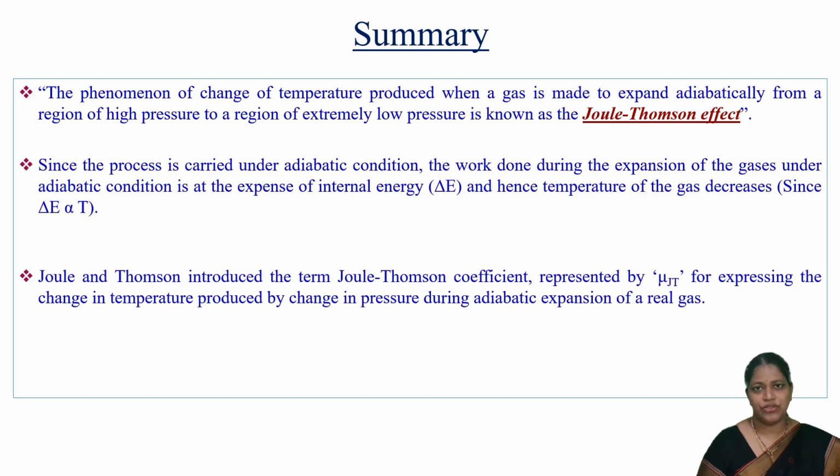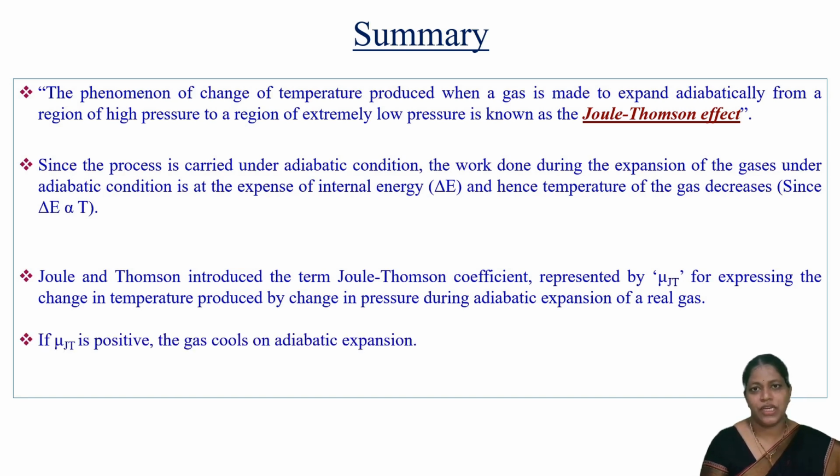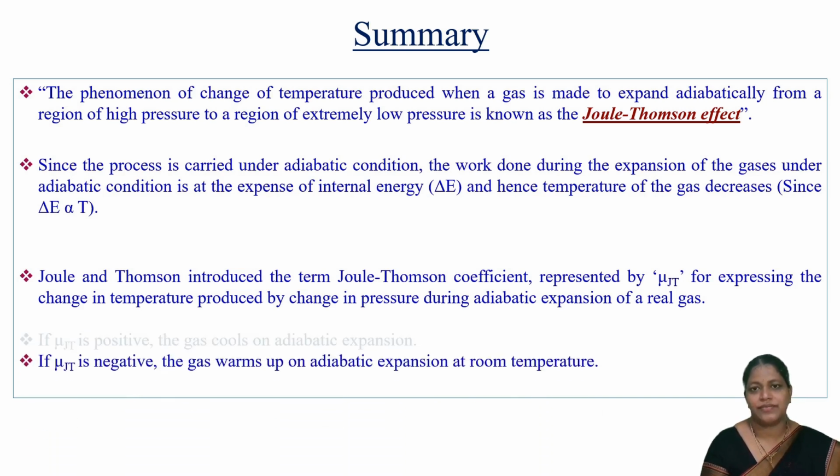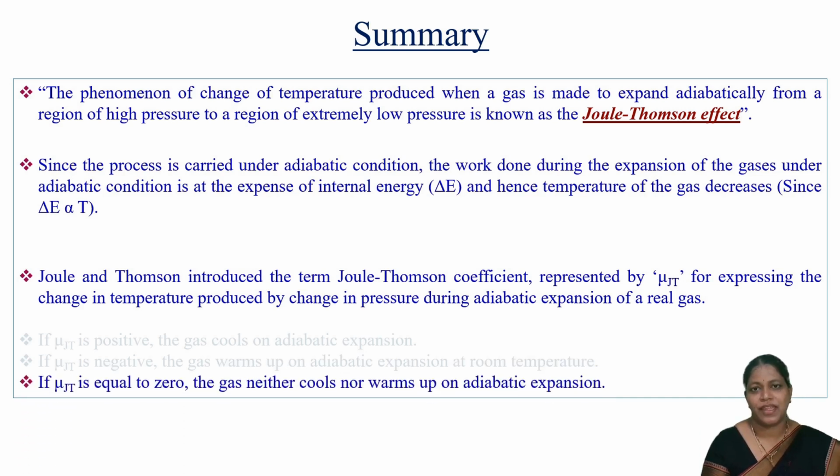Joule and Thomson introduced the term Joule-Thomson coefficient, represented by μJT, for expressing the change in temperature produced by the change in pressure during adiabatic expansion of gases. If the Joule-Thomson coefficient is positive, the gas cools on adiabatic expansion. If it is negative, the gas warms up on adiabatic expansion. If it is 0, the gas neither cools nor warms up on adiabatic expansion.